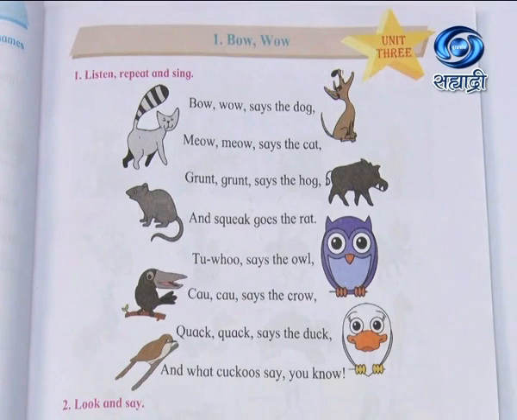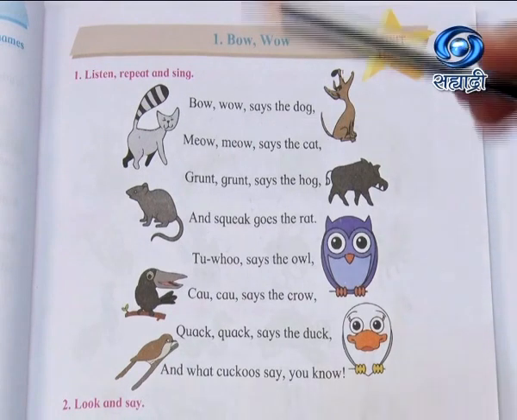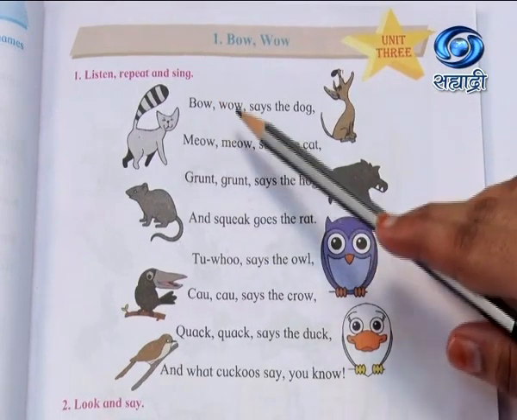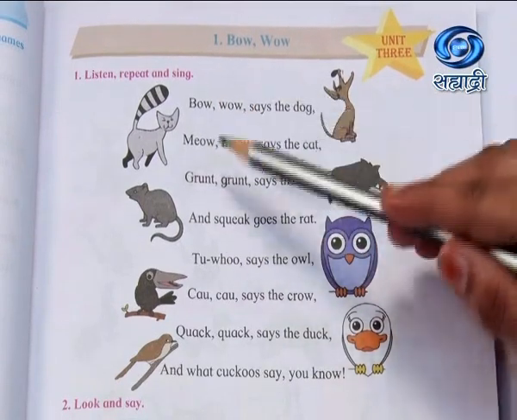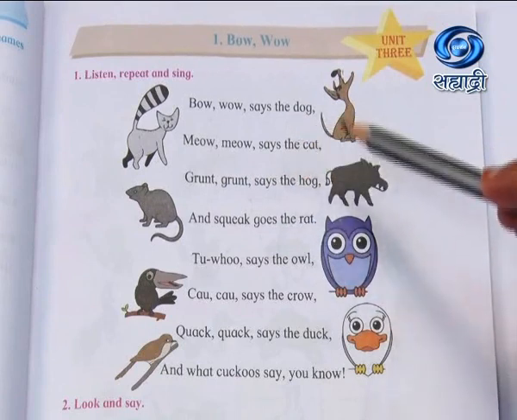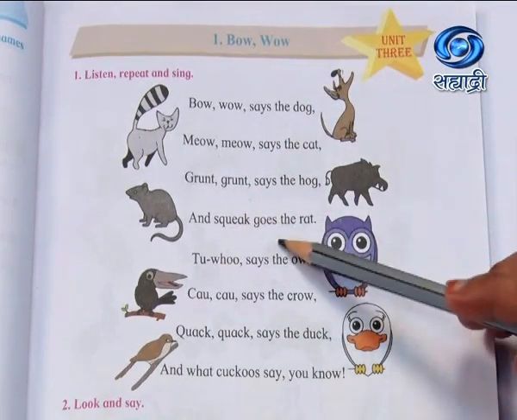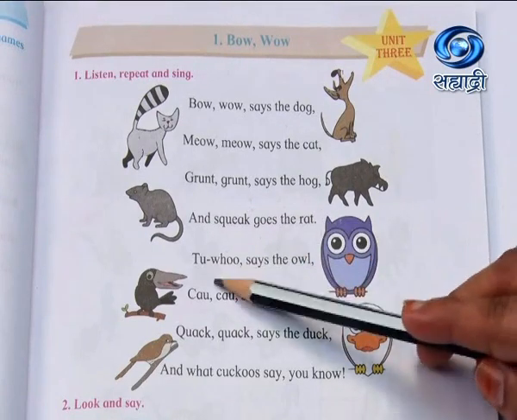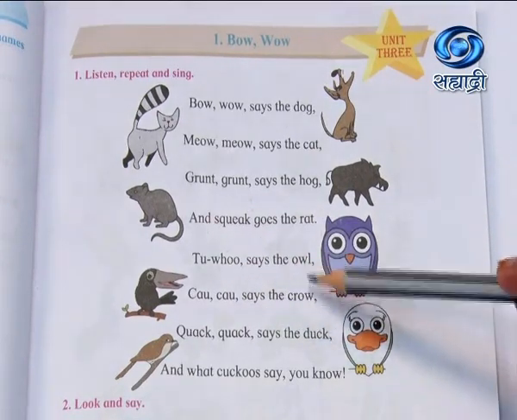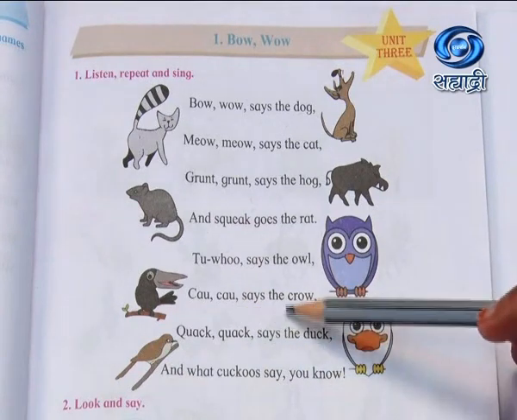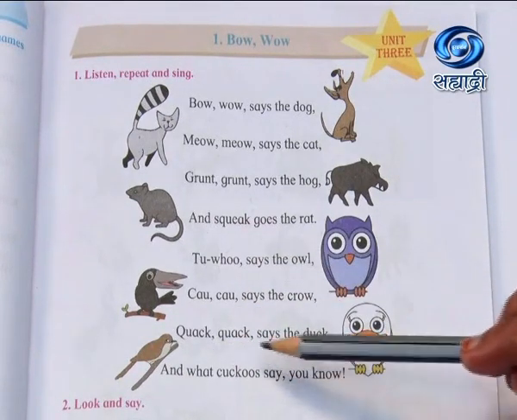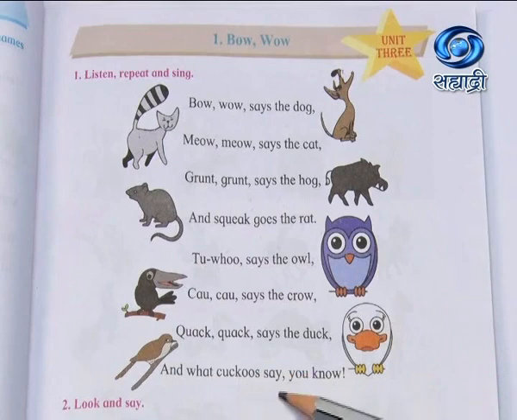Now, since you got the tune, let's sing it together. Bow wow, says the dog. Meow, meow, says the cat. Grunt, grunt, says the hog. And squeak goes the rat. Too, says the owl. Cow, cow, says the crow. Quack, quack, says the duck. And what do cuckoos say? You know.